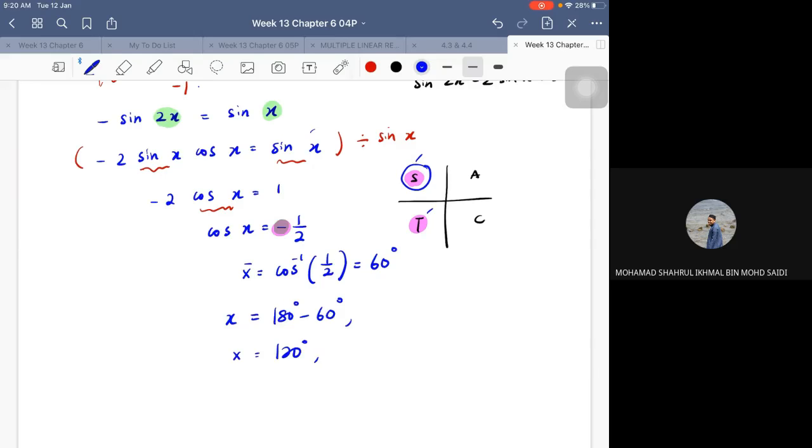Okay, now somebody tell me apa nilai dia dalam kuadran yang ketiga? Kalau reference angle kita 60. Okay, Syami said 240, betul. So dalam kuadran yang ketiga dia adalah 180 degree tambah 60 degree. So this is going to be 240 degree. So tu adalah kita punya angle.